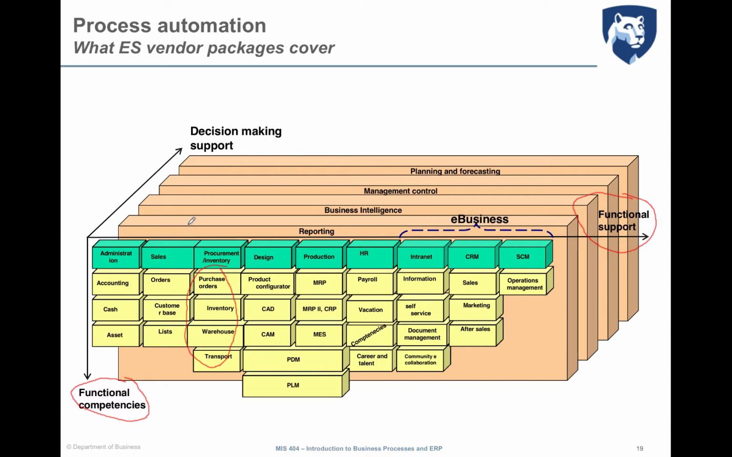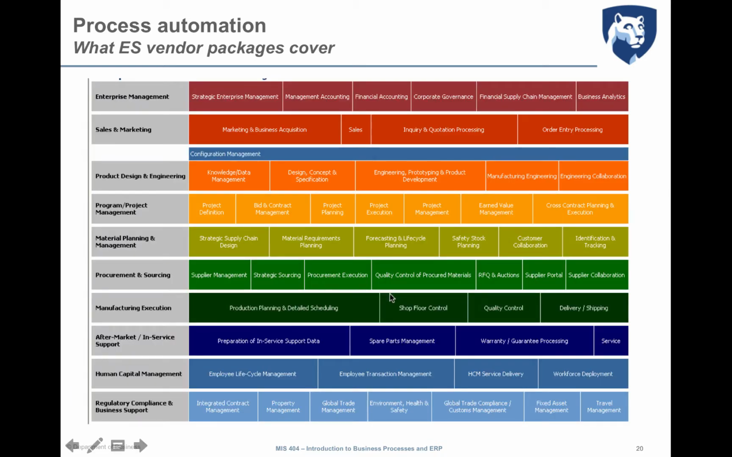On top of this, we have all the modules specifically dedicated to decision-making support. These modules, like planning and forecasting, management control, business intelligence, and reporting, extract data from the transactional modules and elaborate reports, make business intelligence analyses, support management control, and give planning and forecasting estimations in order to feed the decision-making activities of the organization.